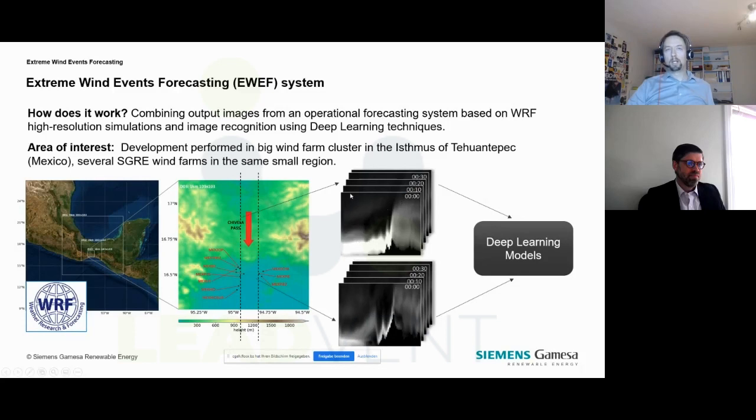And then we are simulating a longer time period, and we have for the complete time period, with a resolution of 10 minutes, the predictions of these areas. And then this is just the starting point. So this is just the WRF system, and the output of the WRF system, the images, are then fed to the deep learning model, which we have trained to detect these critical weather patterns.